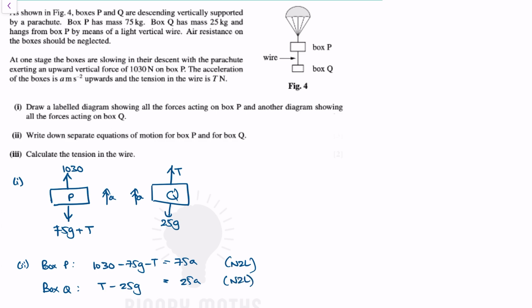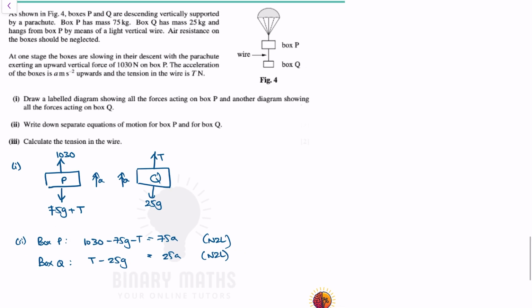Okay, and then calculate the tension in the wire. The first thing I need to do is simplify the first equation. 1030 take away 75g is 295, take away T is equal to 75 times the acceleration. 25g is just 245, and so it becomes T take away 245 is equal to 25 times a. So all I've done is simplify those two equations.